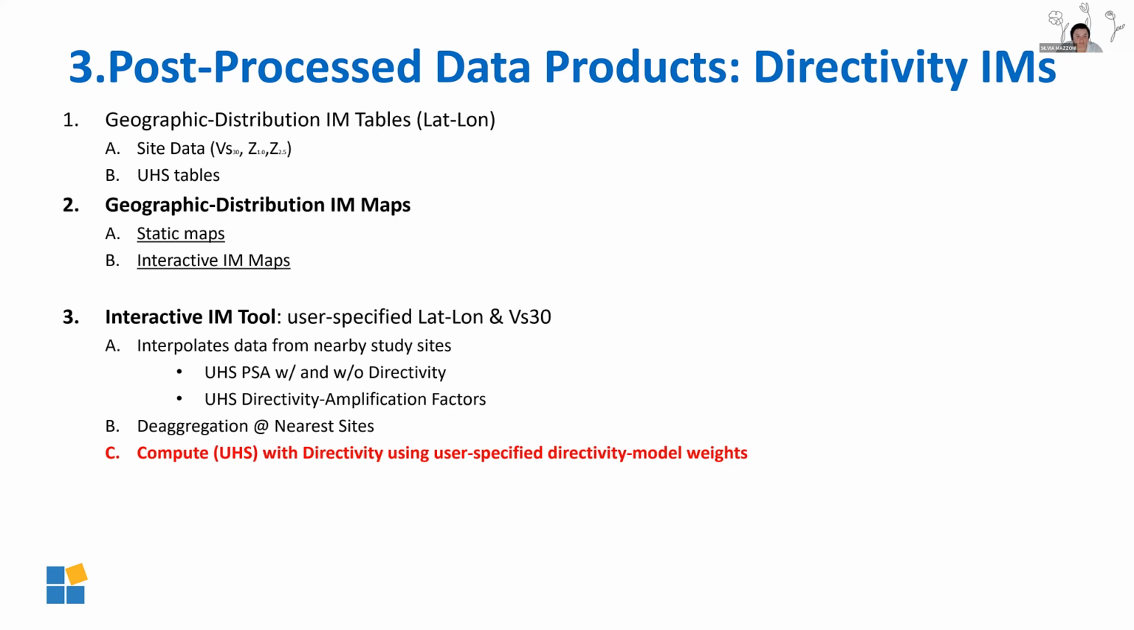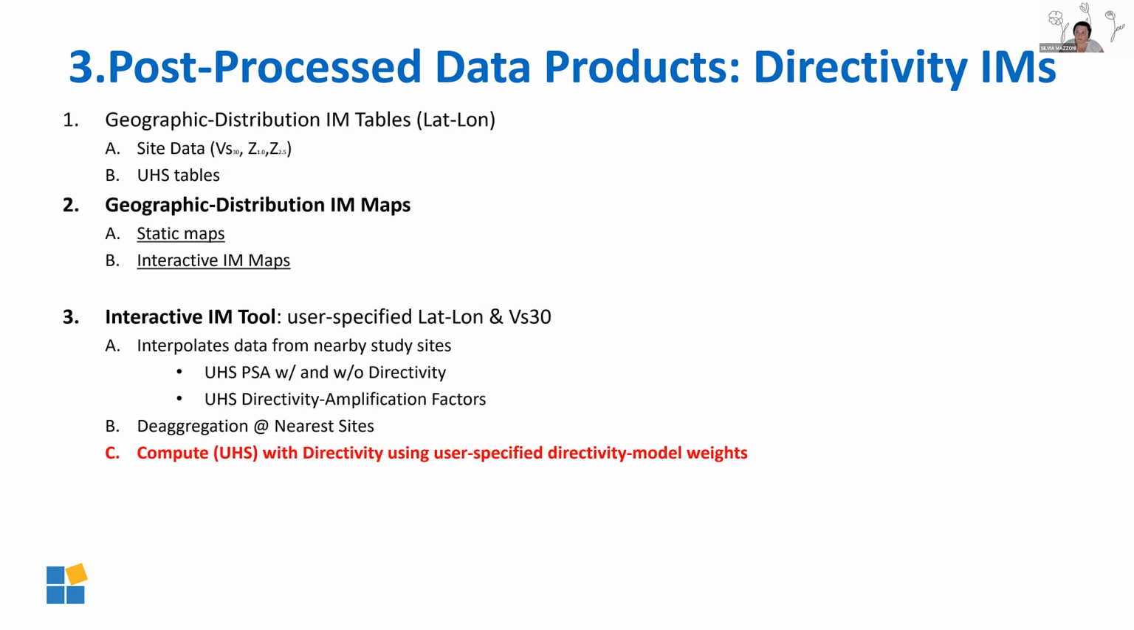There's also deaggregation for the nearest sites. And this allows you, again, to compute the UHS with directivity using your own user-specified directivity weights. So you can take the data from here, apply it to your spectra, but if you're not happy with the weights that Linda chose of 0.5, 0.25, and 0.25, you can actually adjust.